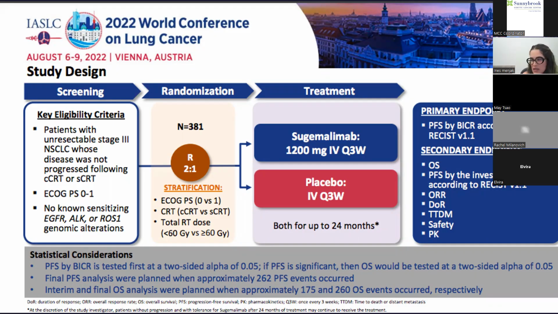This is different from the PACIFIC trial, which was only 1 year. The primary endpoint was PFS by the investigators according to RECIST, and the secondary endpoints were overall survival, overall response rate, duration of response, time to death, and safety.